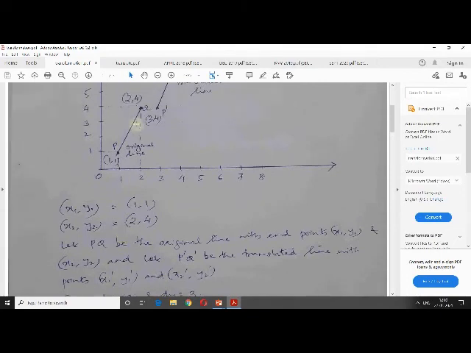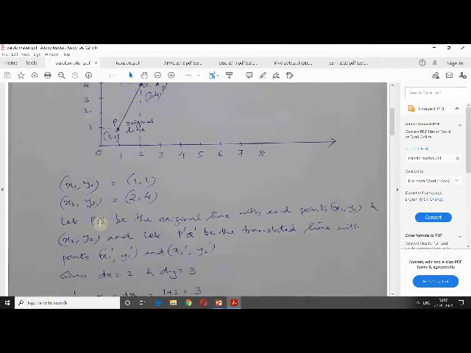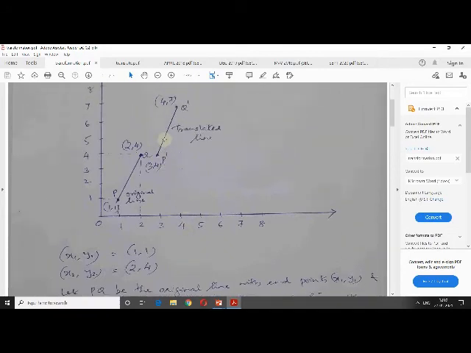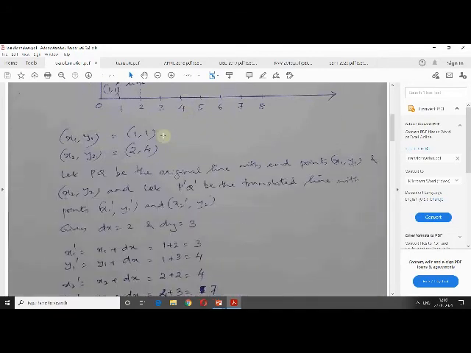We can write x1, y1 is 1, 1 and x2, y2 is 2, 4. Let us represent this line as PQ. P is x1, y1 and Q is x2, y2. And let P' Q' be the translated line: x1 dash, y1 dash and x2 dash, y2 dash.